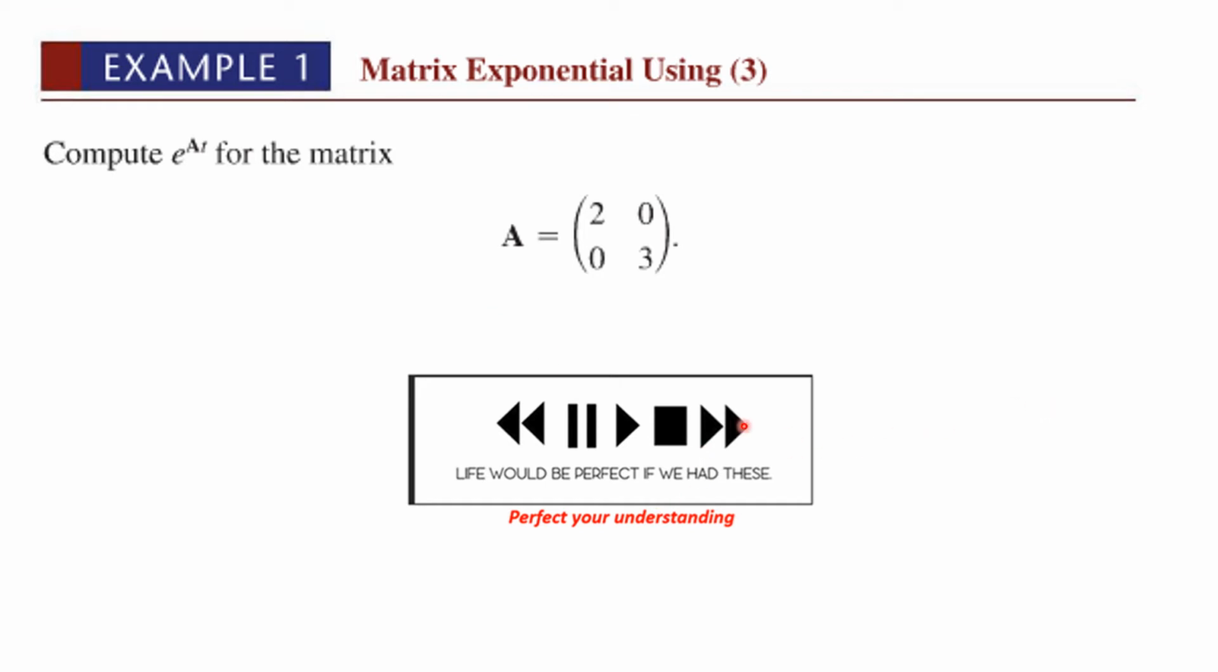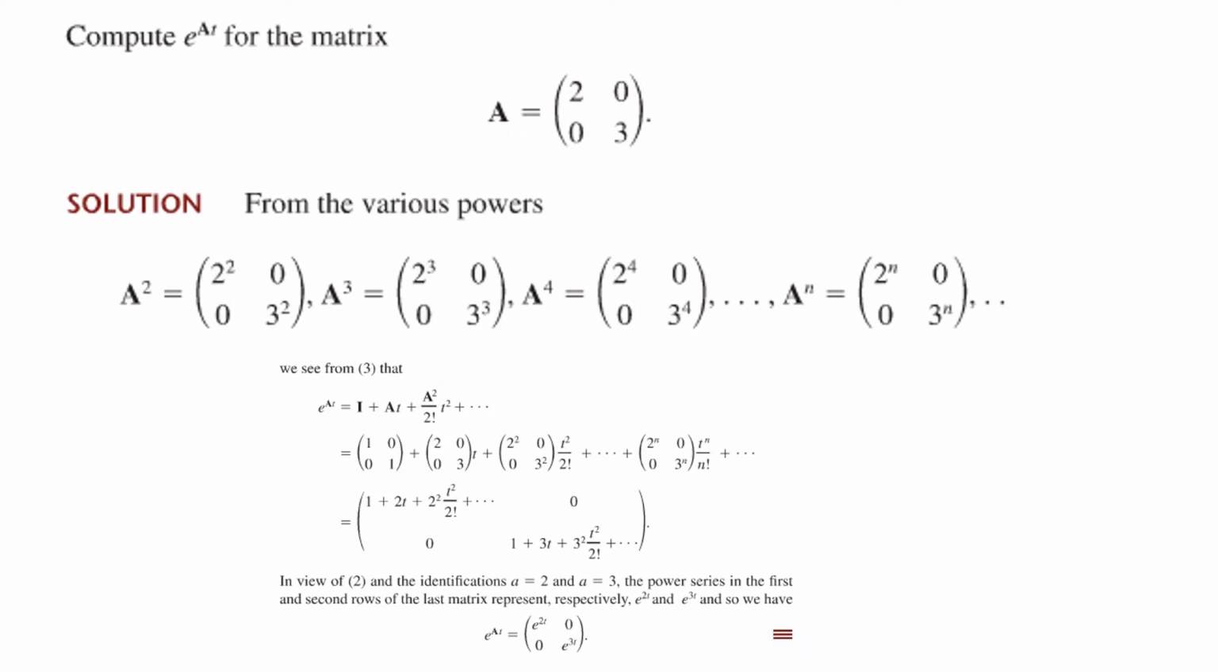You know what to do. Let's see how you did. Well, when you start doing powers of A here, what you find out is, since this is a diagonal matrix, you're just getting the powers of the diagonal elements. And so we have that.